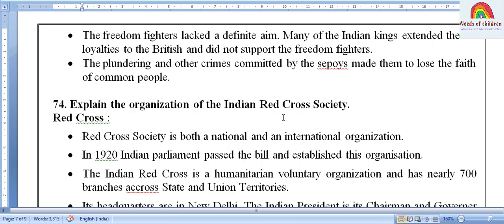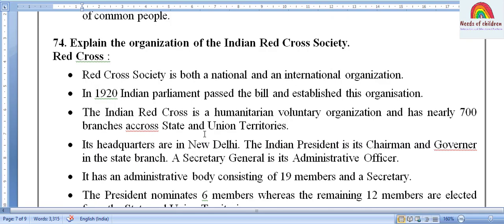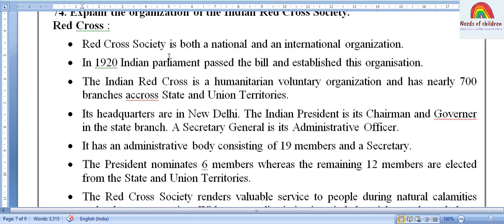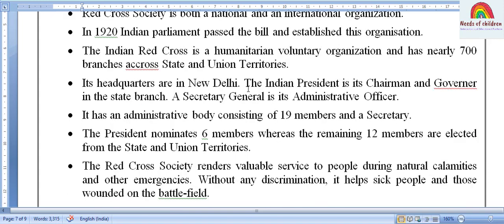So, the answer for this question. The Red Cross Society is both a national and international organization. In India, in 1920, the Indian Parliament passed the bill for the establishment of this organization. The Indian Red Cross is a humanitarian voluntary organization and has nearly 700 branches across the states and union territories. The headquarters are in New Delhi.